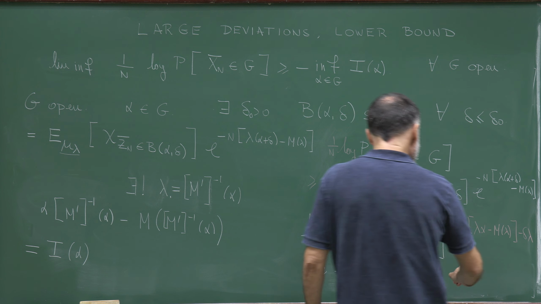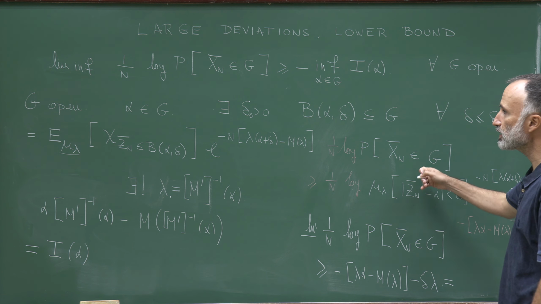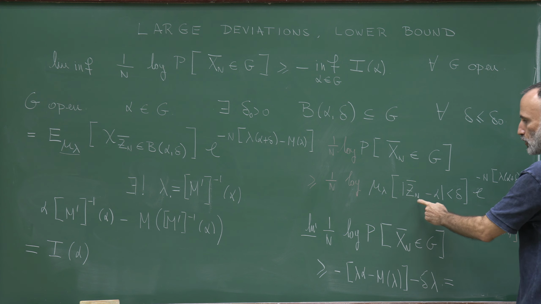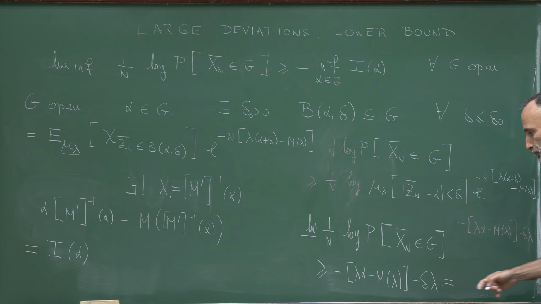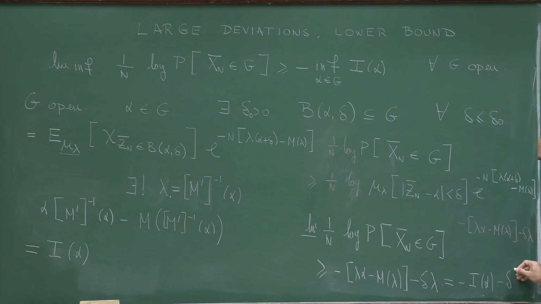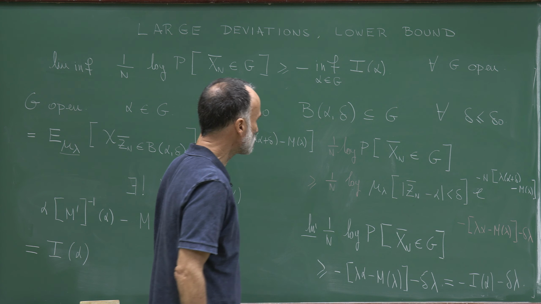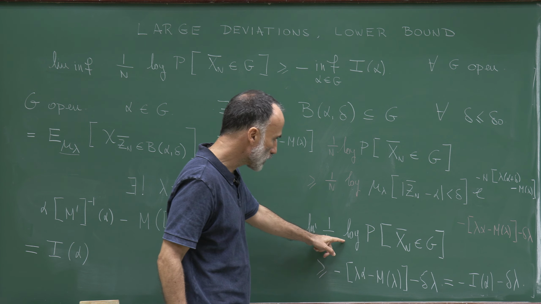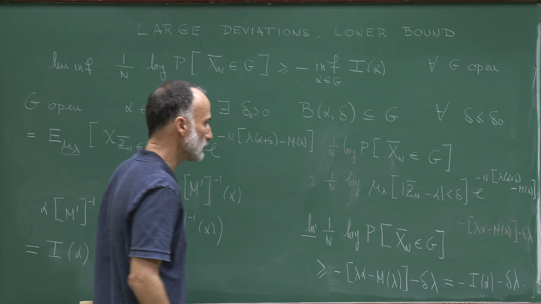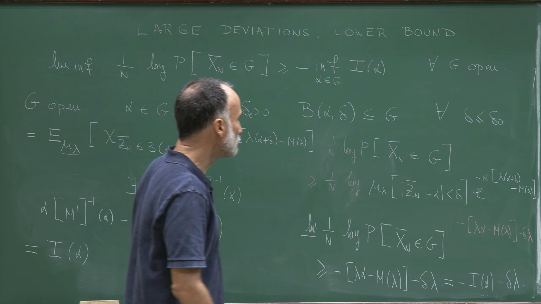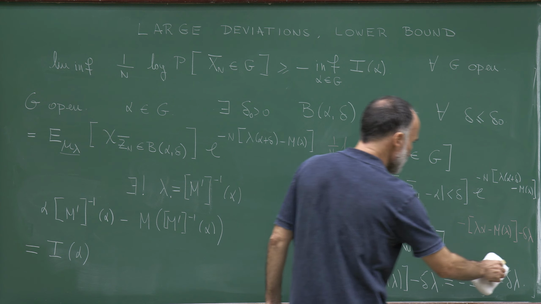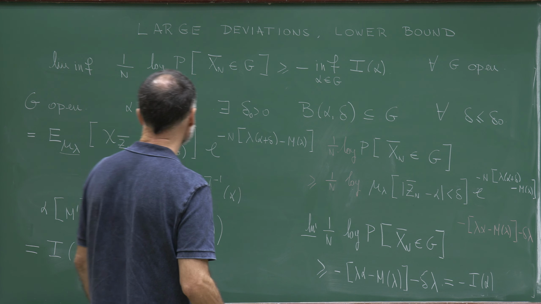So what we have here is that with our choice of lambda, which was dictated by the fact that we want this expression to converge to 1, and therefore we had to choose the exact lambda which gives the mean of z equal to alpha, this is equal to minus I of alpha minus delta times lambda. So the limit inf of 1 over n log of this probability is bounded below by minus I of alpha minus delta times lambda. The left-hand side does not depend on delta. This is true for all delta bounded by delta 0, so I can let delta go to 0 to get that this expression is bounded below by minus I of alpha.